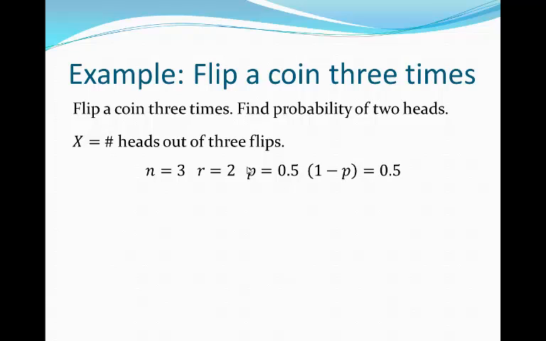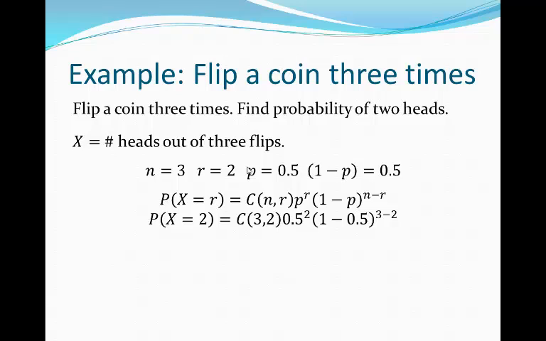Next we need to identify all the parts in the formula. N in the formula means the number of trials. R means the number of successes. P is the probability of success, and 1 minus P then is the probability of failure. There's the formula, and all we need to do now is to plug the numbers in.